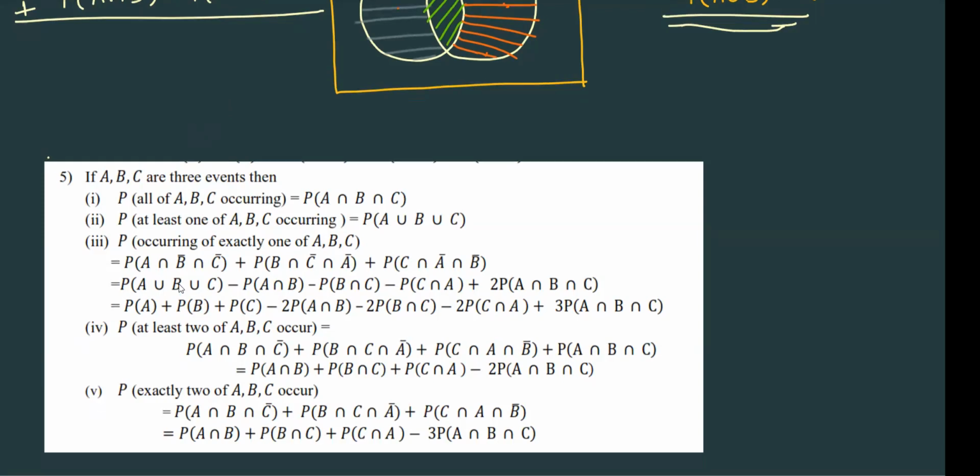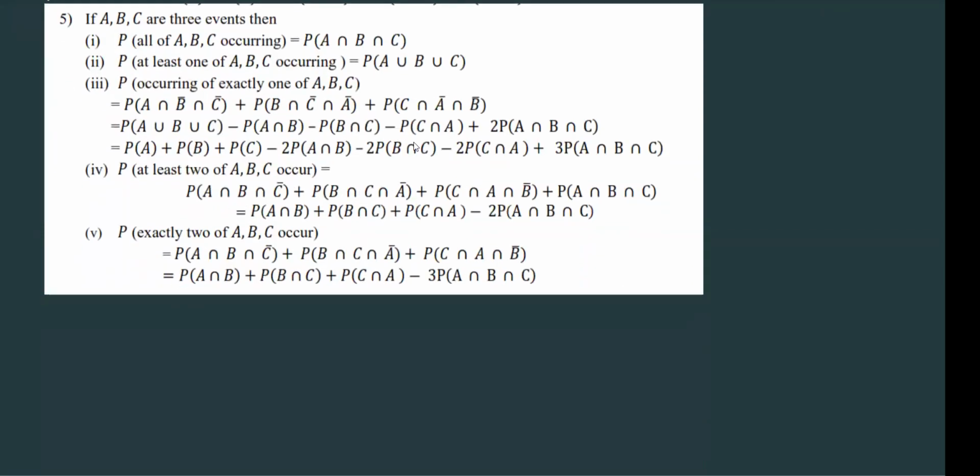So next, look at this. Probability of occurring of exactly one of A, B, C. This is a little more involved. So you can see probability of A, but not B, not C.